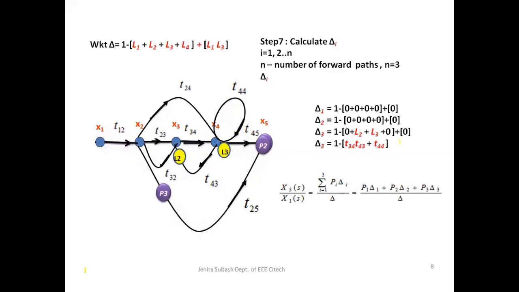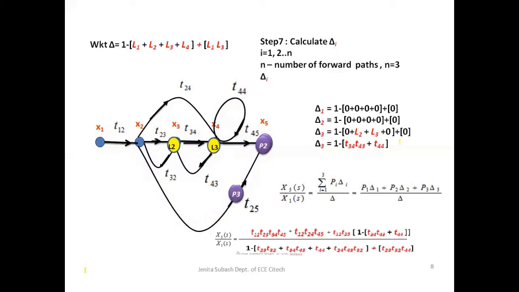Making use of the systematic approach, we have found the values for delta 1, delta 2, delta 3 as well as P1, P2, P3, and we have found the value of delta also. One thing left out here is just a substitution from the previous approaches. Just substitute all the values and get the final answer.